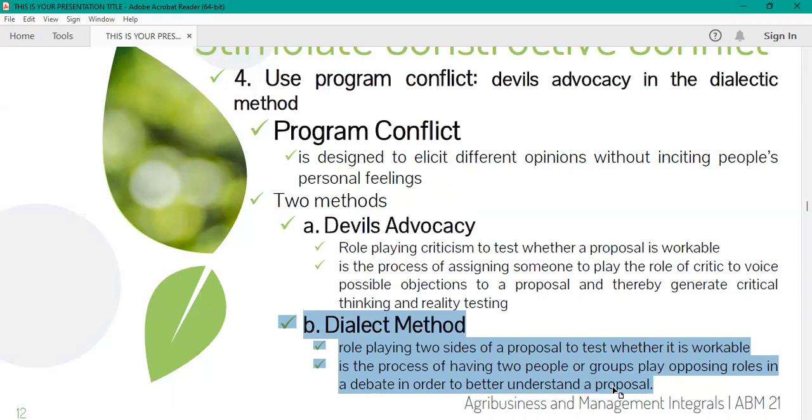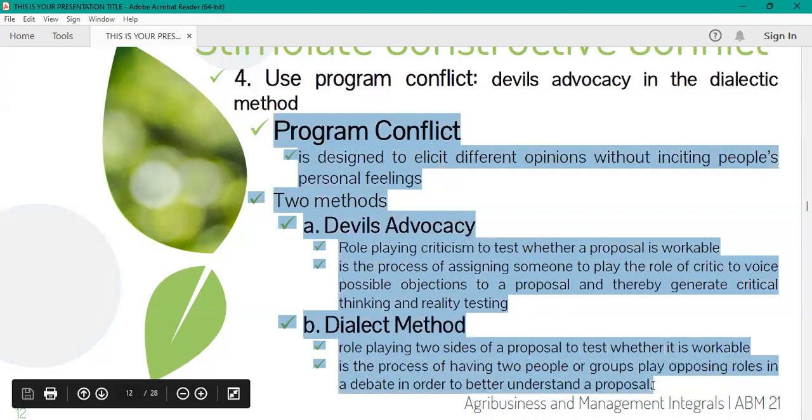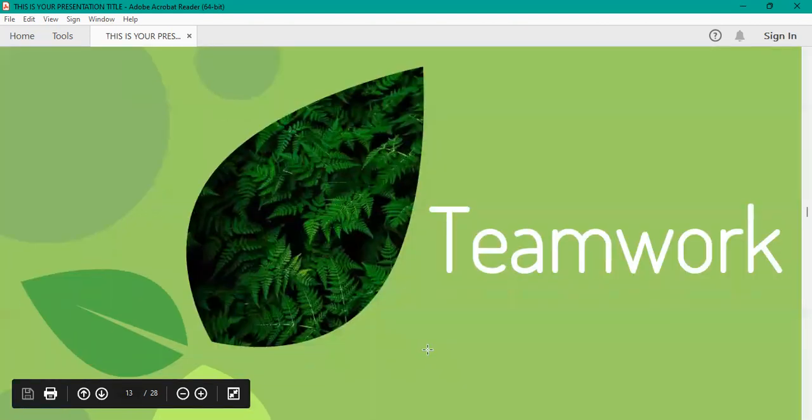That is the dialectic method, especially when it comes to a proposal. Say for example, one side agrees with the proposal, the other side does not. So they debate to defend their position as better compared to the other. So these are some examples of two methods in order to achieve constructive conflict: devil's advocacy and dialectic. So how about teamwork?